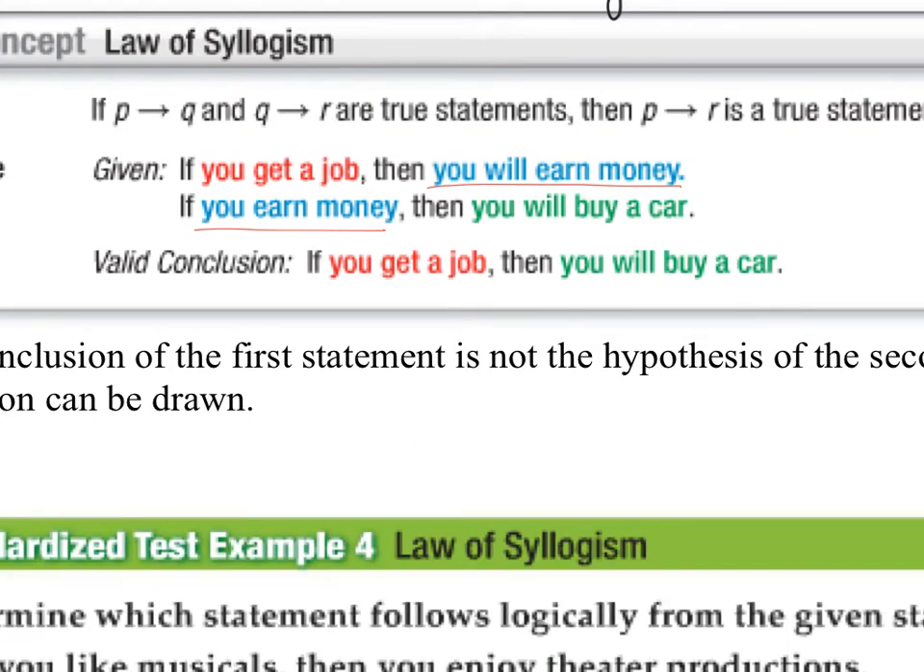And then to make our conclusion, we use the parts that they don't have in common. That you will earn money is the link between the two. Our conclusion would then be if you get a job, then you will buy a car. So that would be considered a valid conclusion or a valid argument using the law of syllogism if you have two if-thens and the hypothesis of one and the conclusion of the other are the same.